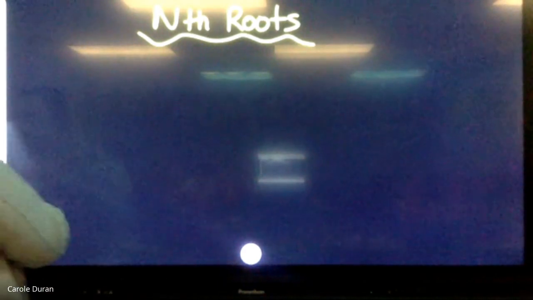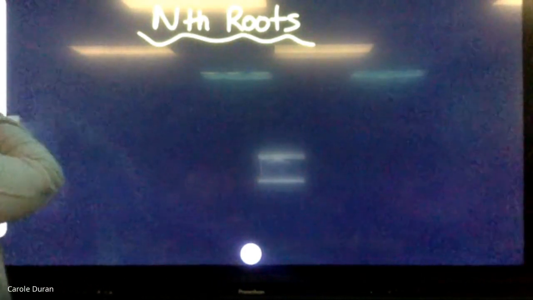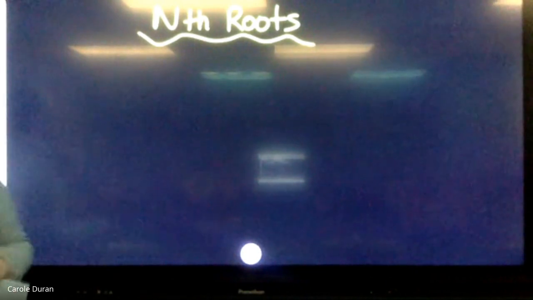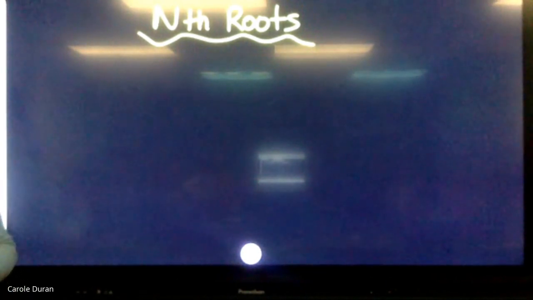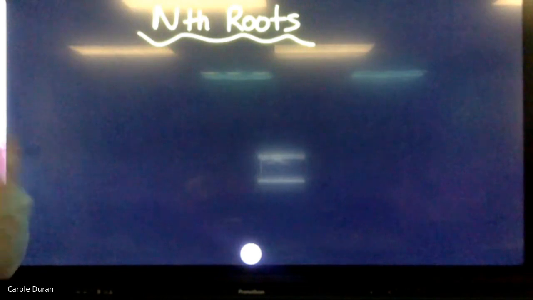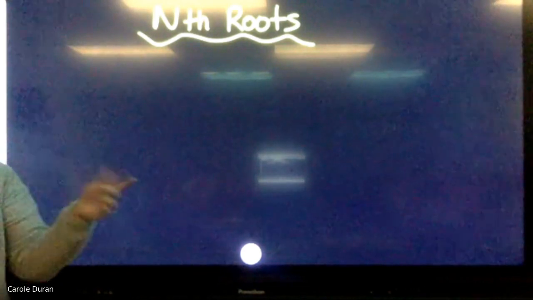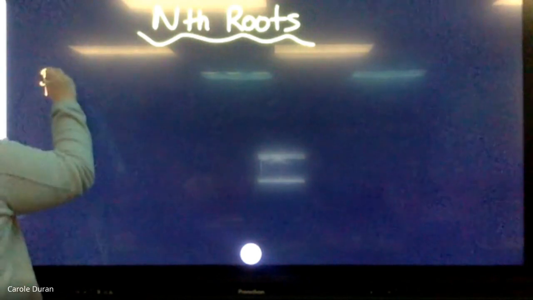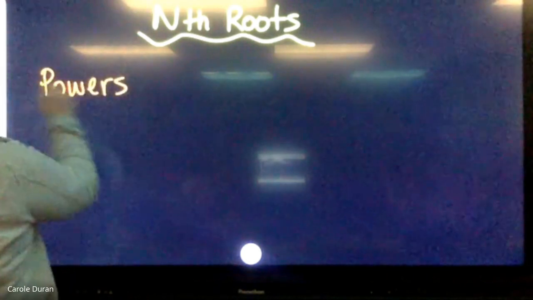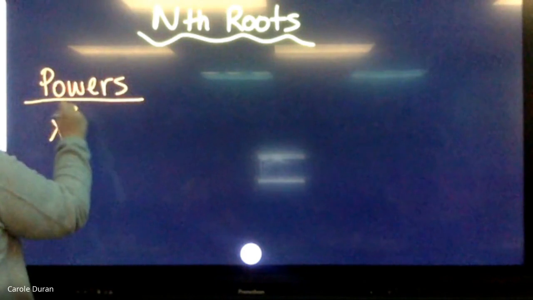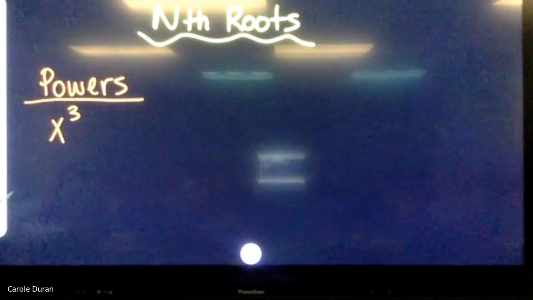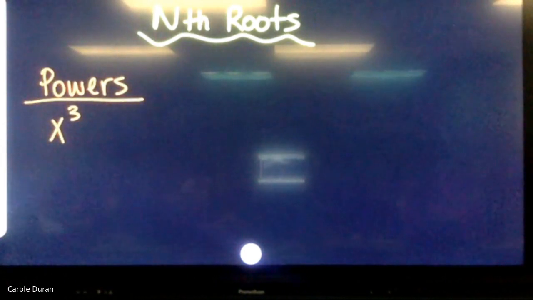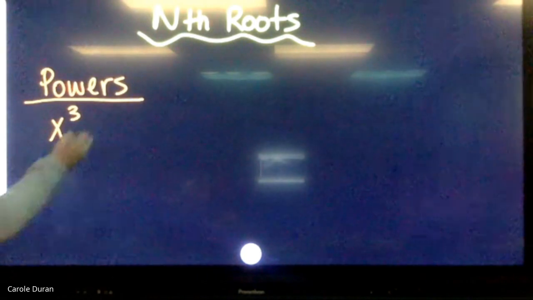Okay, so when we're talking about roots, I'm going to show you some different roots and what it means if I were to write it in exponential form instead of radical form, and how they correlate to each other. So the first one that we're going to be looking at is a cube. A cube is when I take some number and I multiply it by itself 3 times.